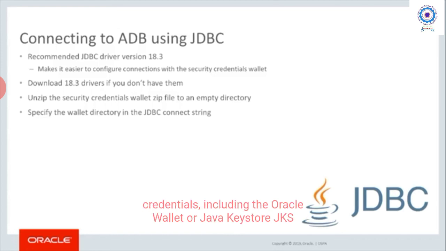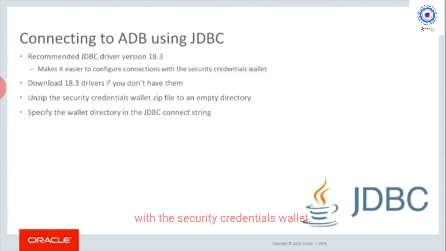If your application uses Oracle JDBC Thin Driver version 18.1 or higher, the connection can be specified using the JDBC URL. It's recommended that you use version 18.3 or later to make it easier to configure connections with the Security Credentials wallet. The 18.3 drivers can be downloaded from the Oracle Technology Network. Once you have the necessary drivers, you can set up the connection by unzipping the Security Credentials wallet zip file and then specifying the wallet directory in the JDBC URL.